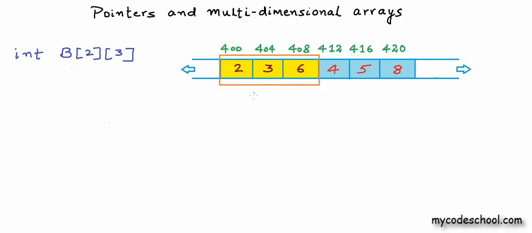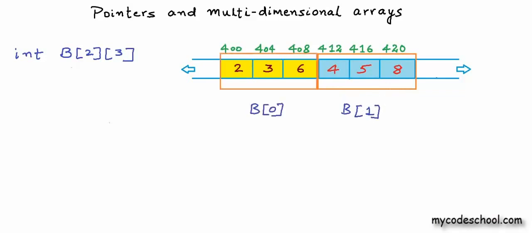Overall, this first block of 12 bytes that contains these 3 integers 2, 3 and 6 that I'm showing in yellow here is my first one-dimensional array that I can call B0, and this next block of 12 bytes is my second one-dimensional array of 3 integers that I can call B1. So we have two one-dimensional arrays in our collection, two collections of 3 integers each, and everything is organized in one contiguous block of memory.